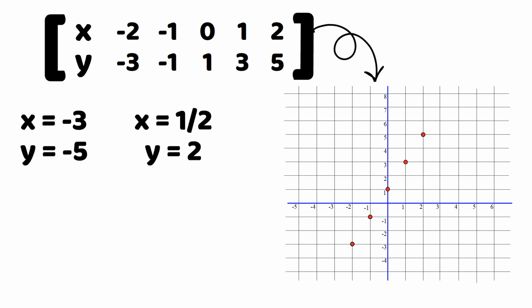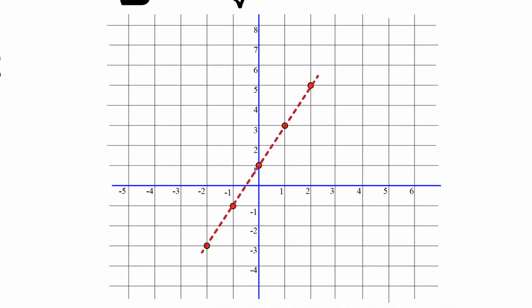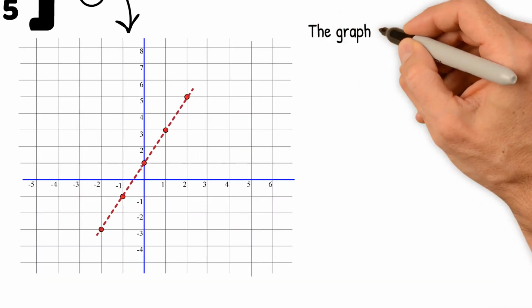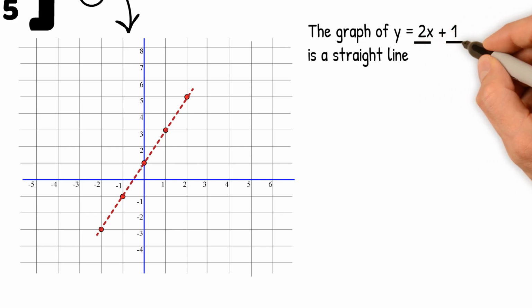It seems as though all these points fall on a straight line. In fact, if we connect all of these points on this graph, we do get a straight line. So the graph of y equals 2x plus 1 is a straight line. Let's try to understand how the numbers 2 in front of the x and 1 by itself represent this line.